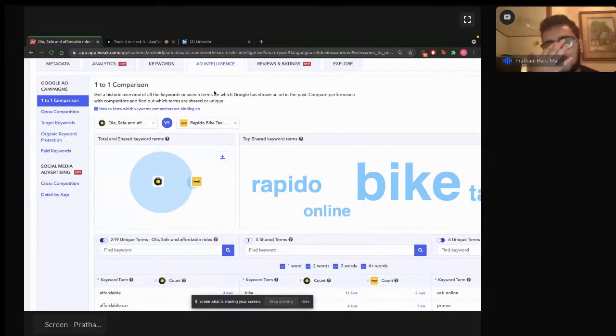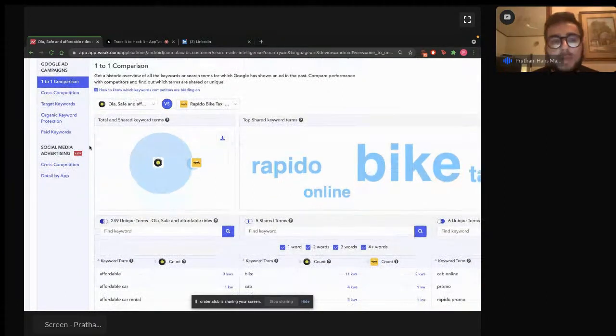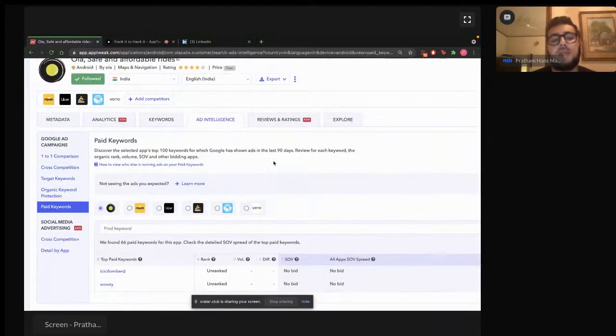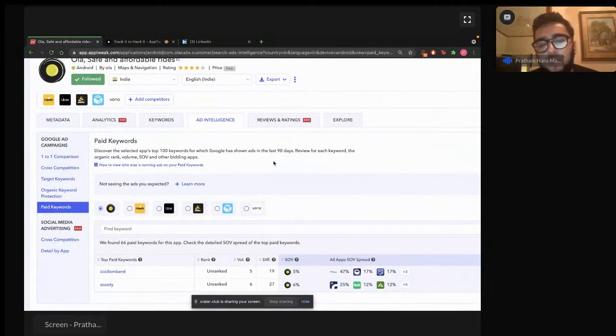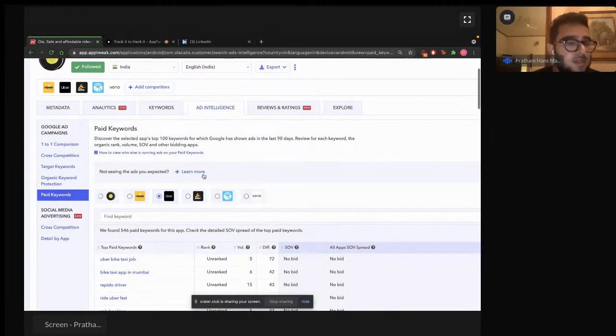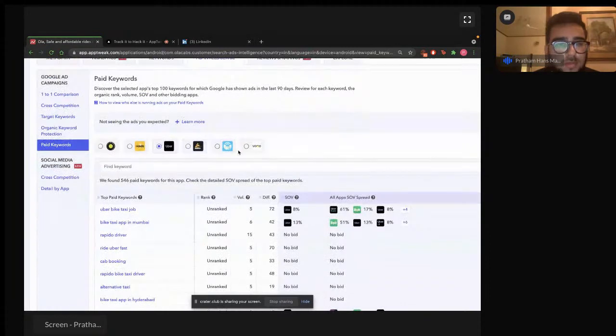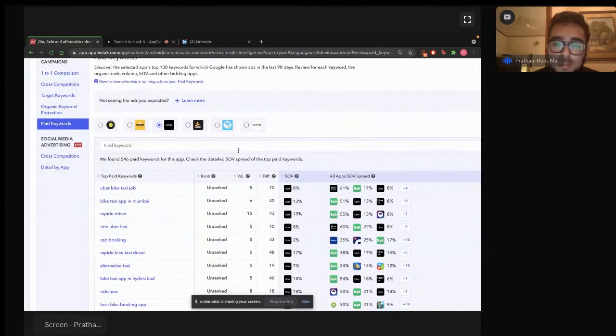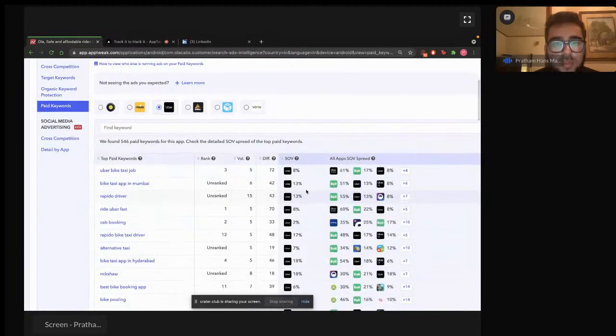So utilizing this aspect, you can understand where the money is going in terms of what keywords are being bid. And then secondly, understanding, for example, in the paid keywords, am I even winning these bids? If I am winning these bids, what is my share of voice, and who are the other apps winning these respective bids? For example, over the last 90 days, I can see that Uber has won bids on 546 keywords and they have a respective share of voice.